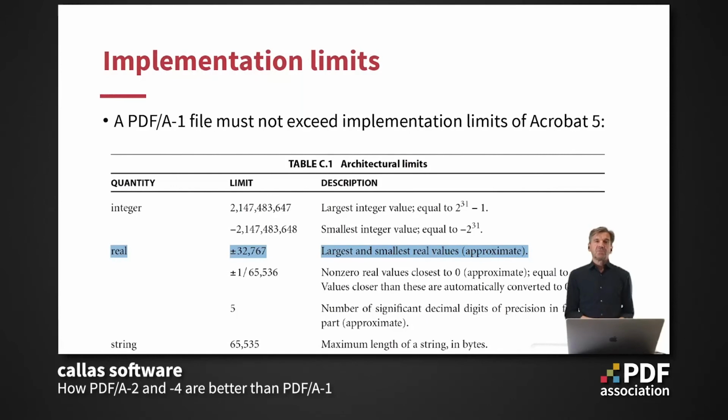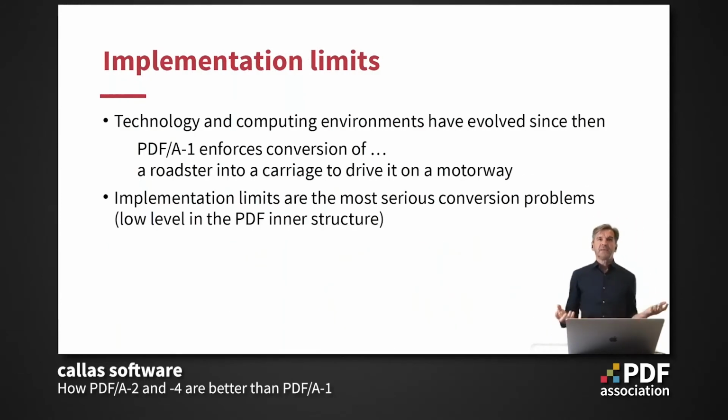The last and the most problematic thing are implementation limits. PDF/A-1 has limits for low-level values, such as any real value or any integer, in a PDF file. And here is an extract from the PDF 1.4 specification, where you see the limitations for a real value. Software needs to somehow convert to these limits, which were designed for hardware that was around 16 years ago. These limitations don't apply anymore as of today, but we converters have to convert stuff so that it complies with these tiny limits.